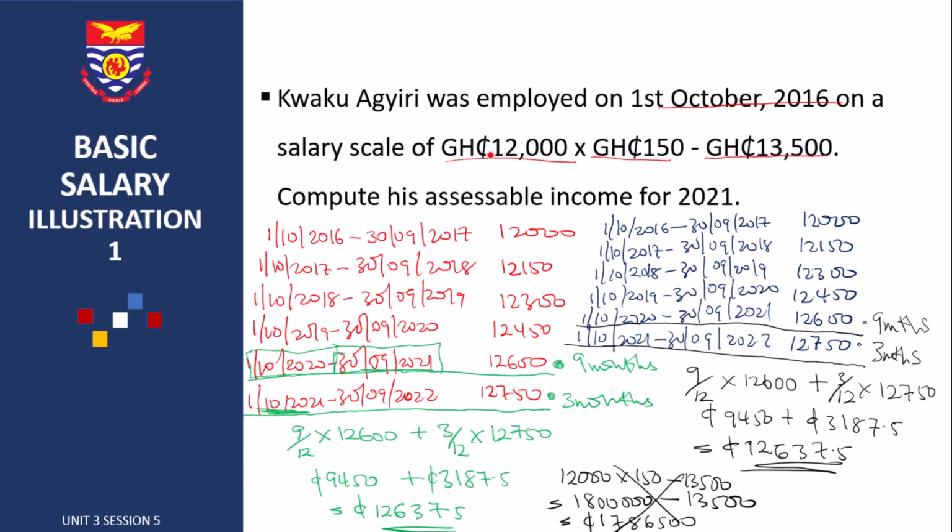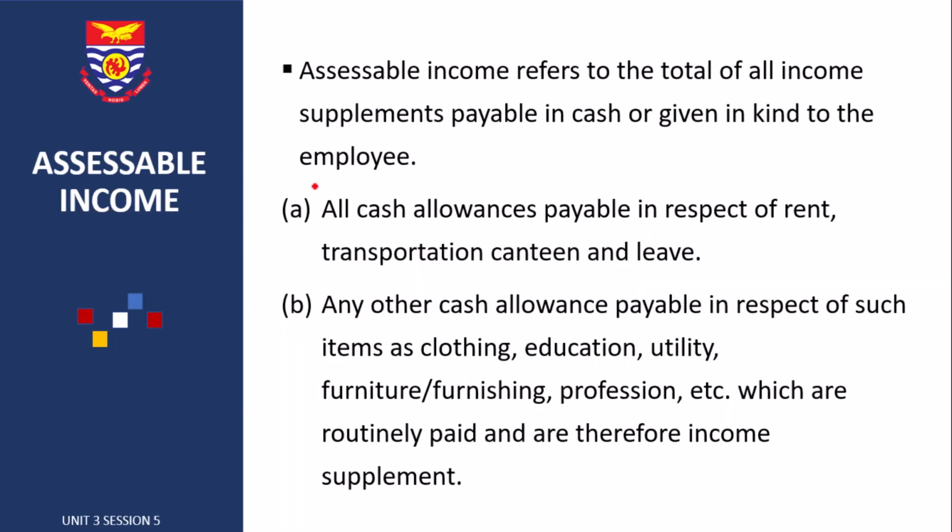The scale reads 12,000 Ghana cedis. This multiplication sign here shows the increase by 150, and this dash here shows the limit. It means that the person can only receive up to a limit of 13,500. Accessible income.